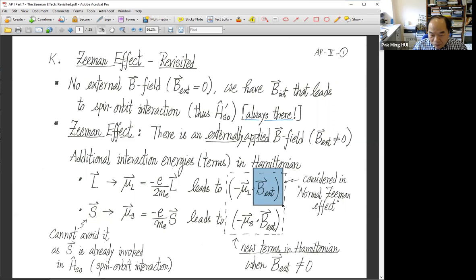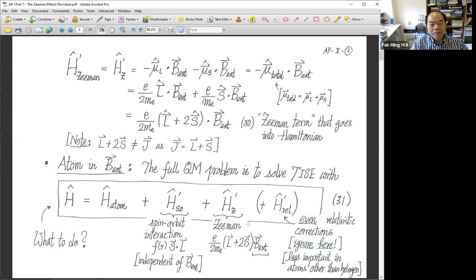The external B field will interact with the orbital magnetic dipole moment, that is due to L of the electron. And also, it will interact with the spin magnetic dipole moment due to the spin half of the electron. Remember, the magnitude of this is just a constant, because the spin of an electron is always that boring half. But there's a g factor equals 2 there. So let's put all the things together.